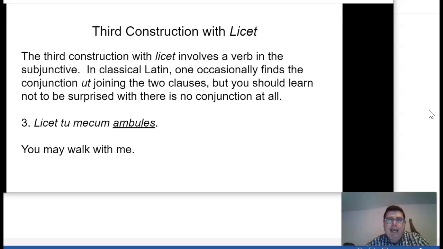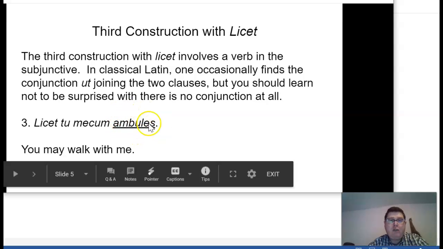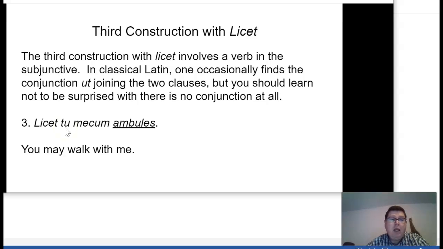The third construction with licet is probably the most strange. It's counterintuitive, in that it involves a subjunctive. So for instance, I could say, licet tu me cum ambules. There's no literal translation. You can see that we have a subjunctive, ambules. Here it's a present subjunctive because licet is present tense. But notice how if you have a subjunctive going with licet, any expressed subject of that subjunctive is, of course, in the nominative. That's why tu is nominative. So you may walk with me. It is permissible for you to walk with me. Those are both still good translations.